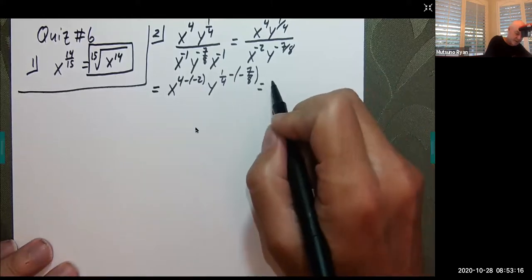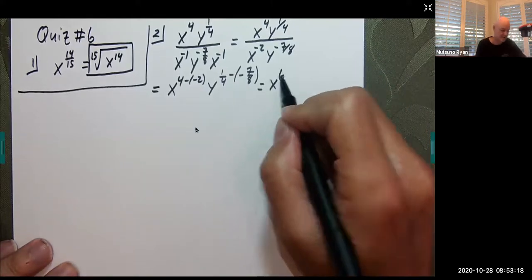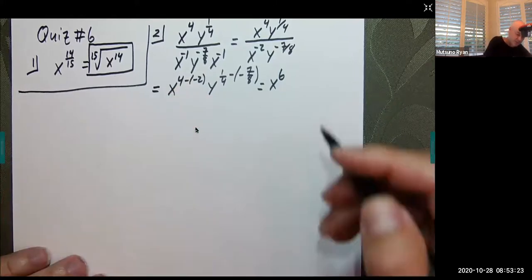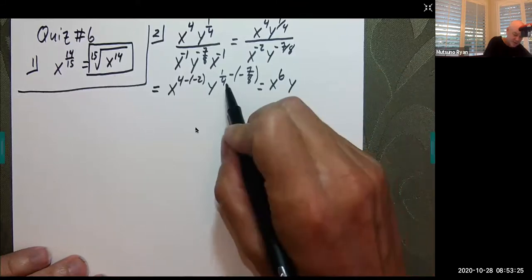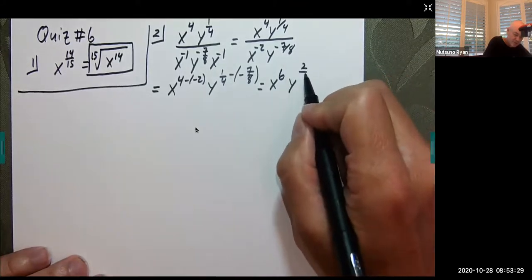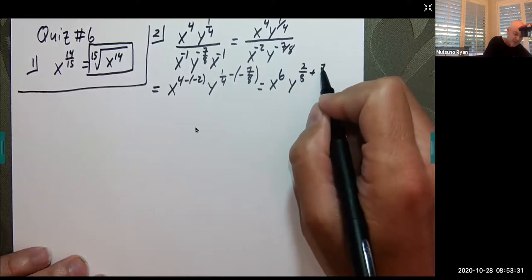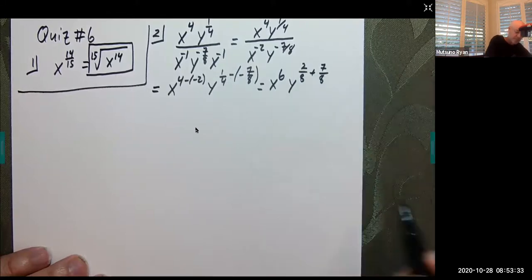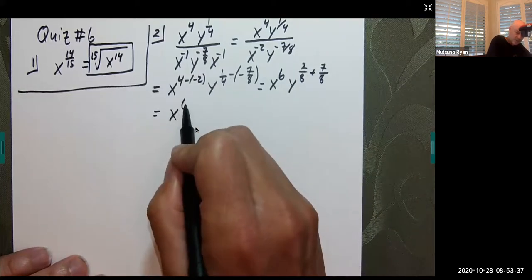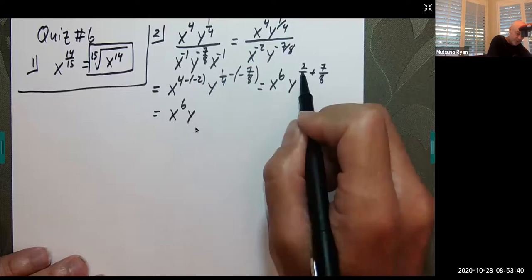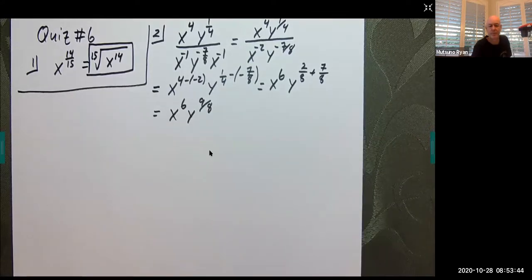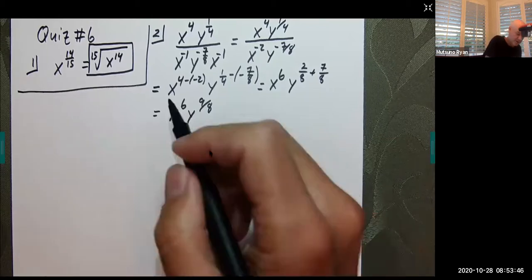This gives me x to the 6th. 4 minus -2, that becomes +2. And y, I'm going to get a common denominator. That's going to become plus. Common denominator here is going to give me 2 over 8 plus 7 over 8, which is x to the 6th, y to the 9 over 8 power. And that is my final answer.